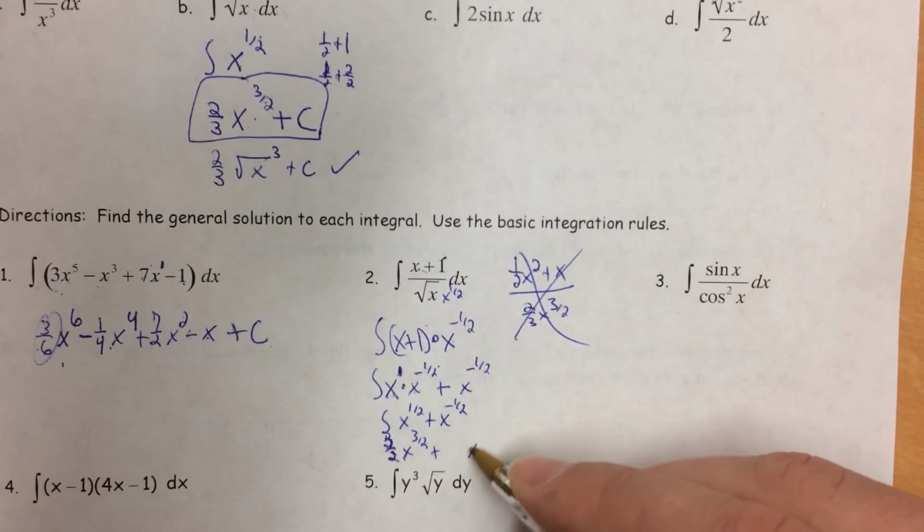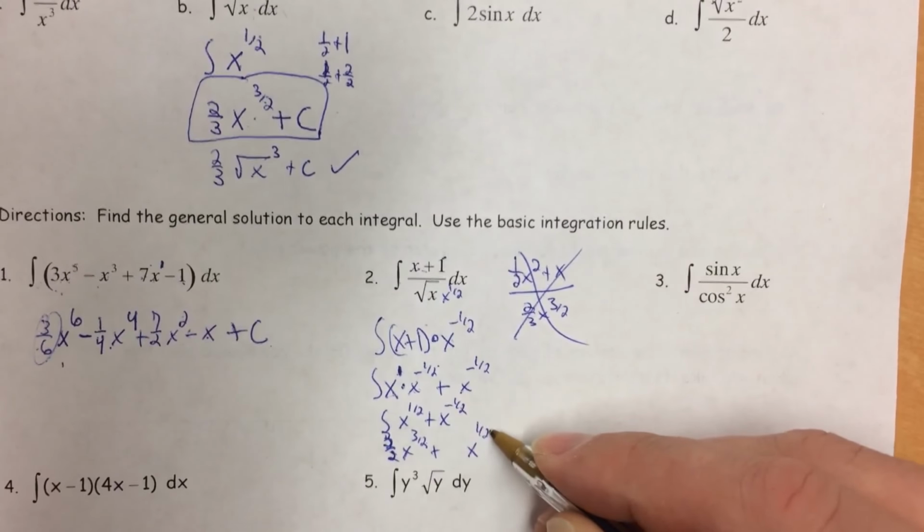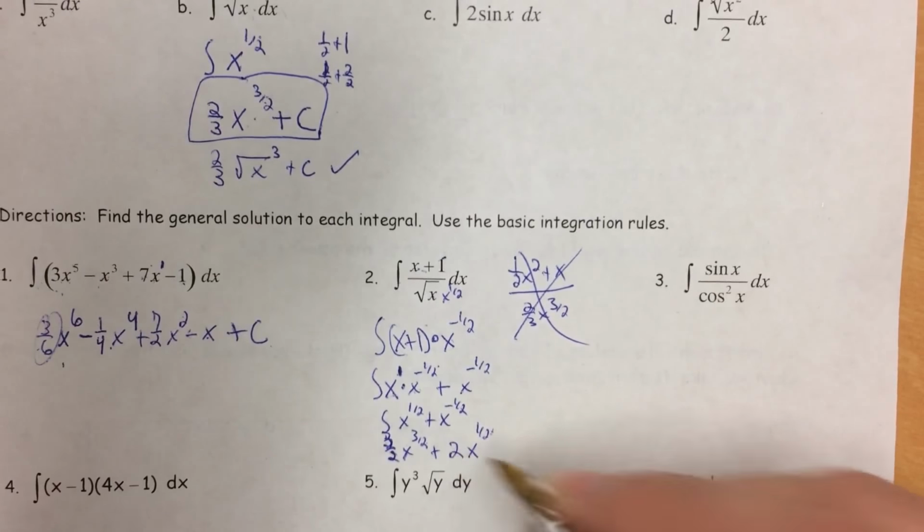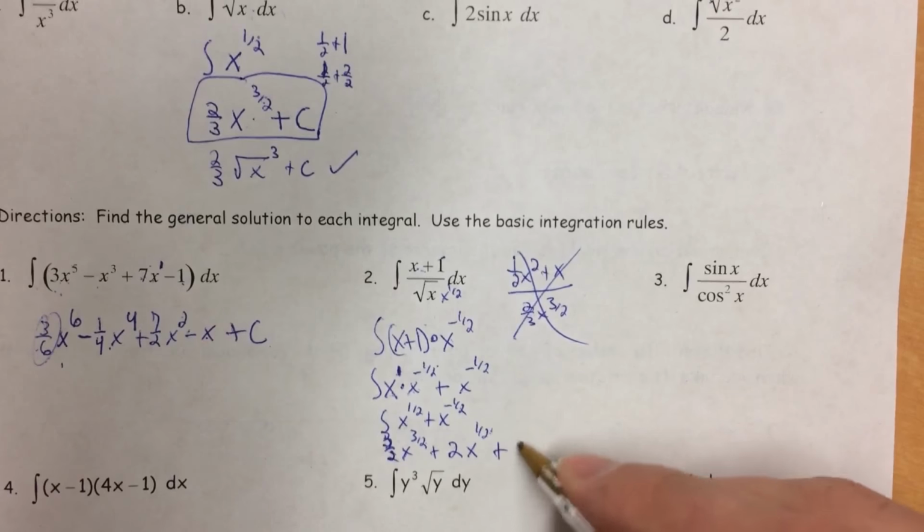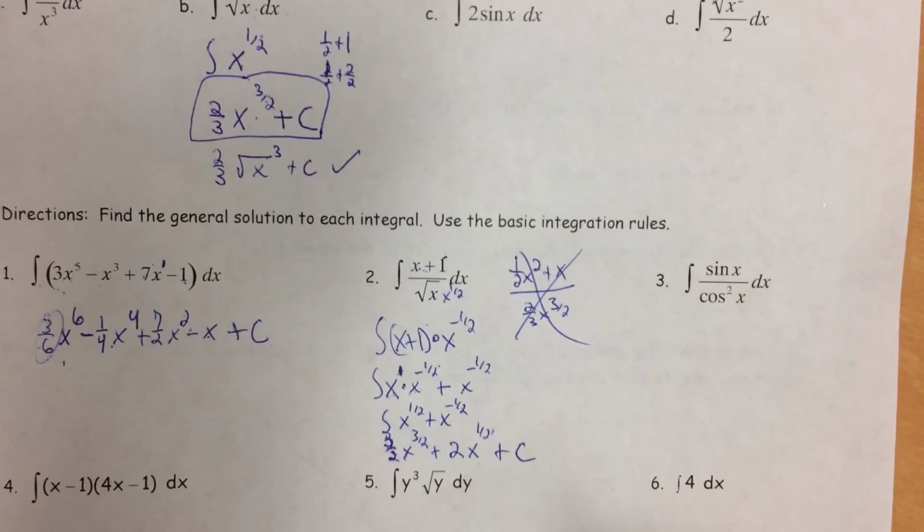This is x to the 1/2. That's what happens when we add 1 to it. Divided by 1/2 is the same as multiplying by 2, plus c. And again, we would rewrite this to have there not be fraction exponents.